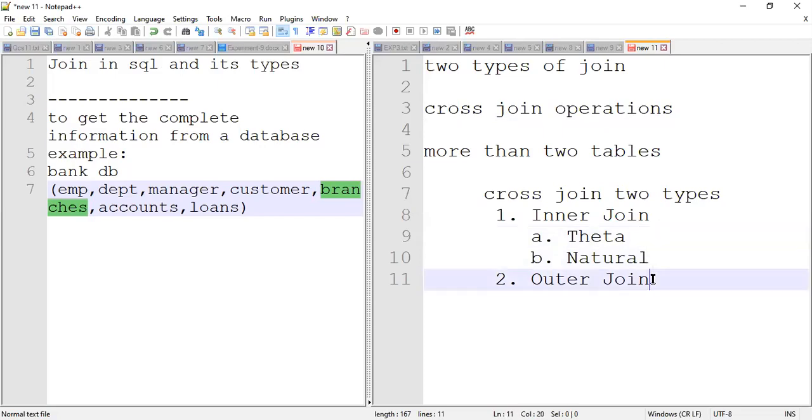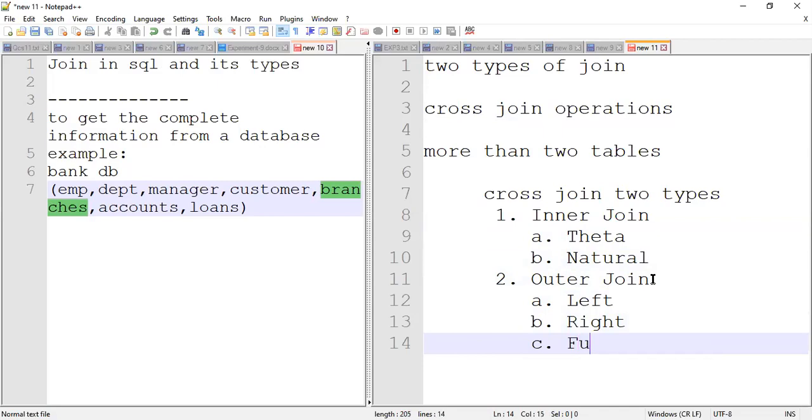Outer join is three kinds. So I'm making this as A. First outer join is left outer join. And the second outer join is what? Right outer join. And the third one is a full outer join. So these are the different kinds of join. First I'm telling you what is a cross join. Okay, so I'm moving to SQL.